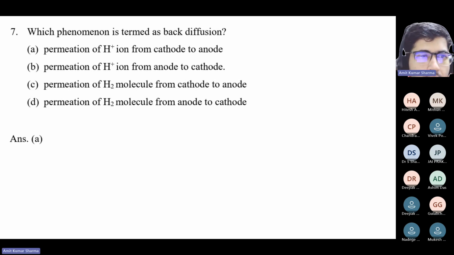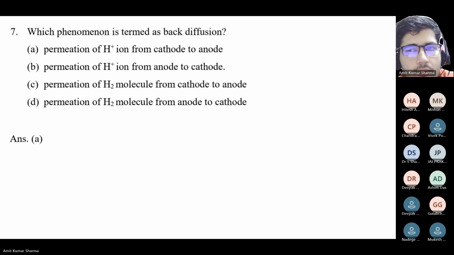Correct answer is A. So the back diffusion is when there is a permeation of hydrogen ion from cathode to anode, and it is connected to which compression? If you know the answer A, you should also know the compression. Electro compression, some electro EHC. Yeah, electrochemical compression.